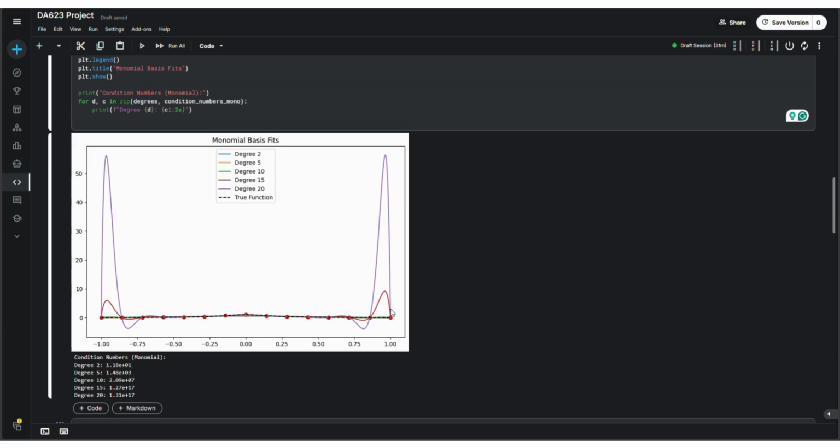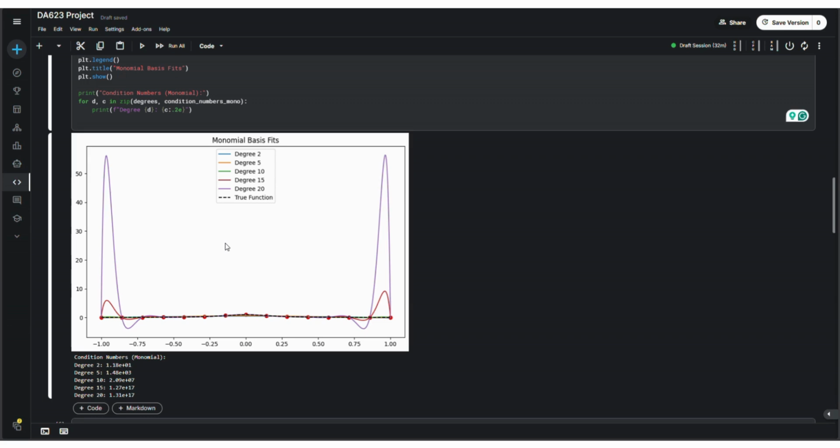For degree 10, we can see that the oscillation appears to begin near the boundaries. And by degree 15 or 20, the polynomial exhibits extreme oscillation, especially near the -1 to 1 interval. This whole phenomenon is known as the Runge phenomenon, which I'm trying to explain. Just notice in these numbers and the plots, the condition number increased dramatically as the degree increases. This indicates that X transpose X is becoming really ill-conditioned.